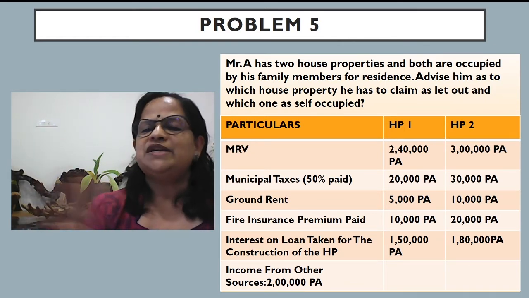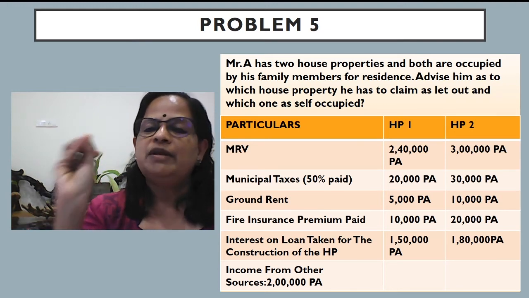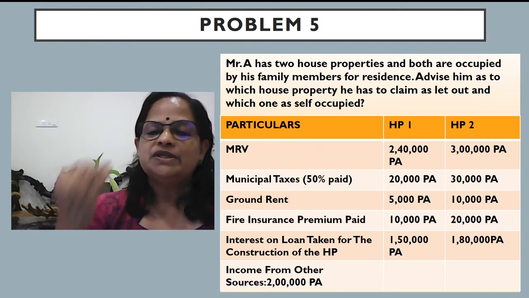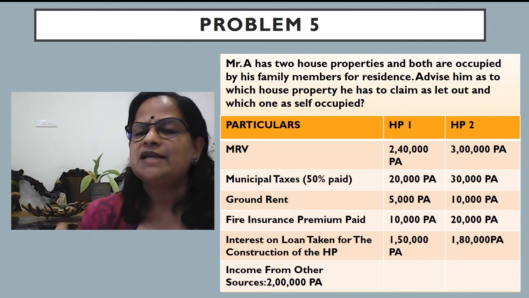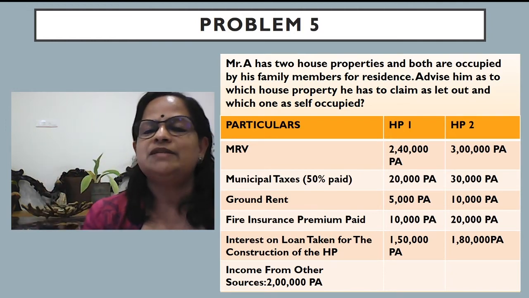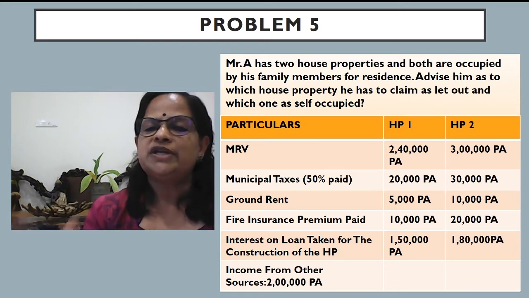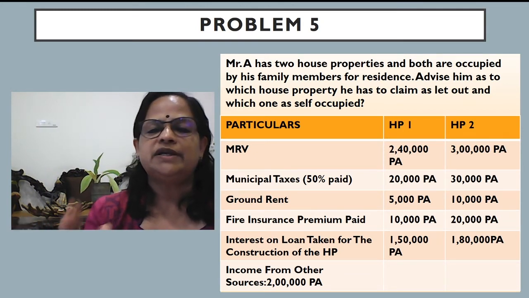This usually I have seen this question in the question paper. So this problem is important. You have to calculate both the options and wherever you are getting the least tax liability. Because income from other sources value is also there. Wherever you are getting the least tax liability, that option will be acceptable for the taxpayer. So municipal rental value, both the values are there, 2,40,000 and 3 lakhs. Municipal taxes 50% paid, 20,000, 30,000.